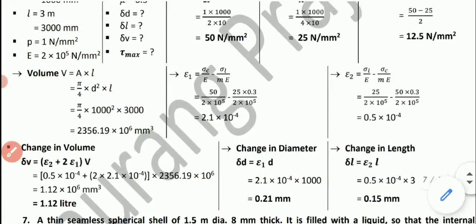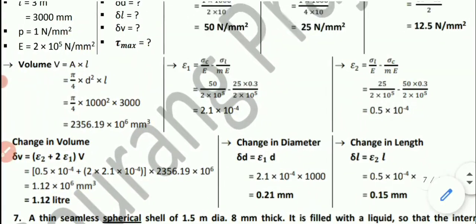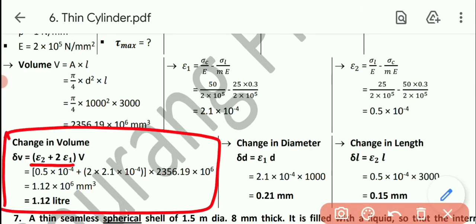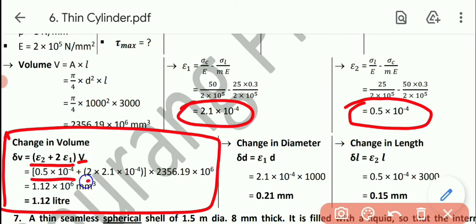So first of all, change in volume. The formula is epsilon 2 plus 2 times epsilon 1 into V. The value of epsilon 2 is 0.5 into 10 raised to minus 4, plus 2 times epsilon 1, that is 2.1 into 10 raised to minus 4, and the value of the volume is 2356.19 into 10 raised to 6.